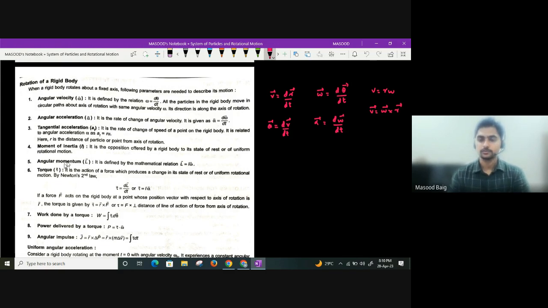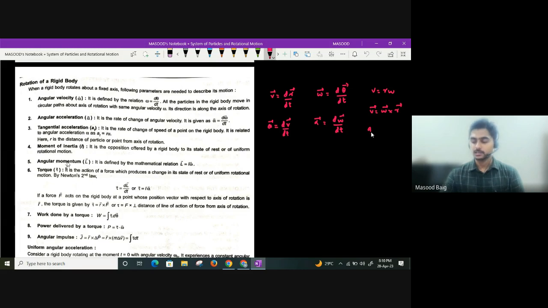Understood, all of you? And there are two types of relation. Whenever an object is rotating, it means it is performing circular motion. Circular motion can be either uniform circular motion or non-uniform circular motion. In uniform circular motion, there will not be tangential acceleration. There will only be centripetal acceleration. In non-uniform circular motion, both tangential as well as centripetal acceleration will be there.